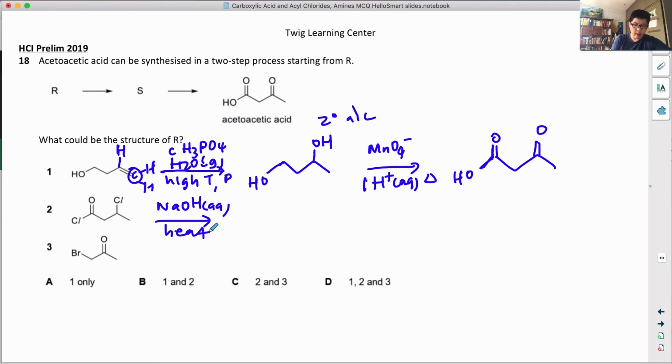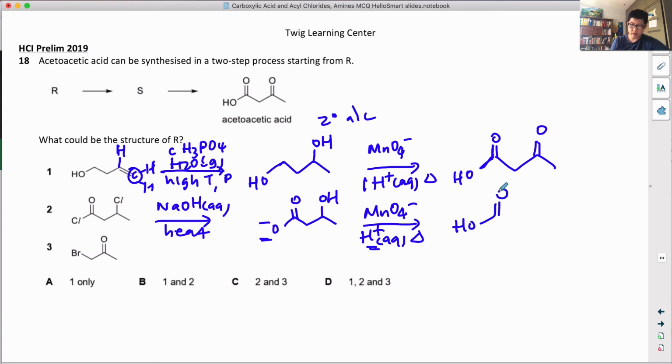So acyl chloride will, in water, form a carboxylic acid, but because it's a basic medium, I will draw it like that, O minus. And the Cl will by now be replaced with an OH. Okay, and if I add KMnO4, acidified, and heat, the acid will go to the O minus, so you end up getting a carboxylic acid and not the salt anymore.